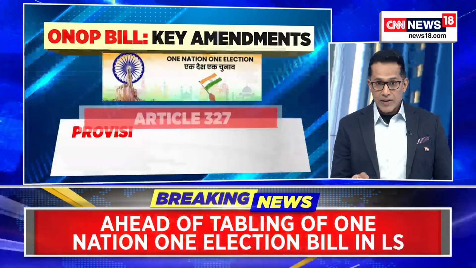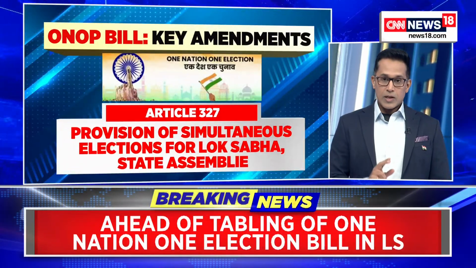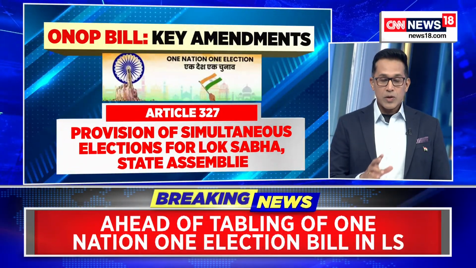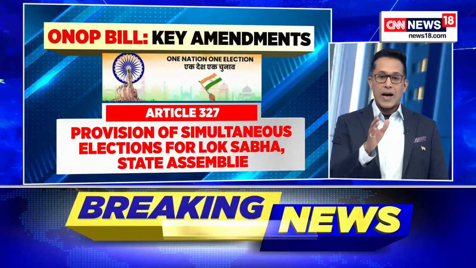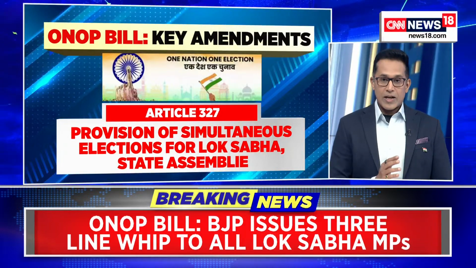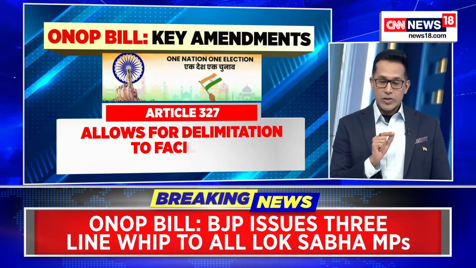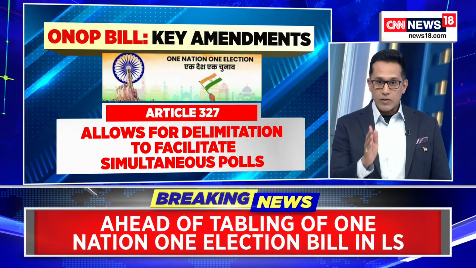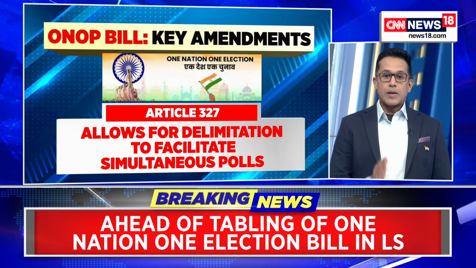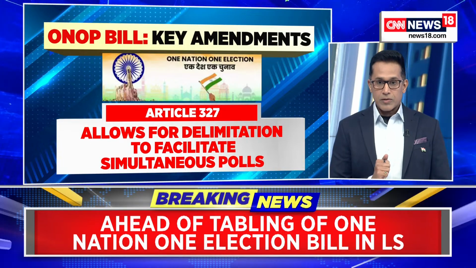Article 327, simultaneous elections. Now this will be introduced and this will introduce the conduct of simultaneous election for both Lok Sabha and the state legislative assemblies. On delimitation, it allows for delimitation, redrawing of boundaries of constituencies to facilitate the process of simultaneous elections.